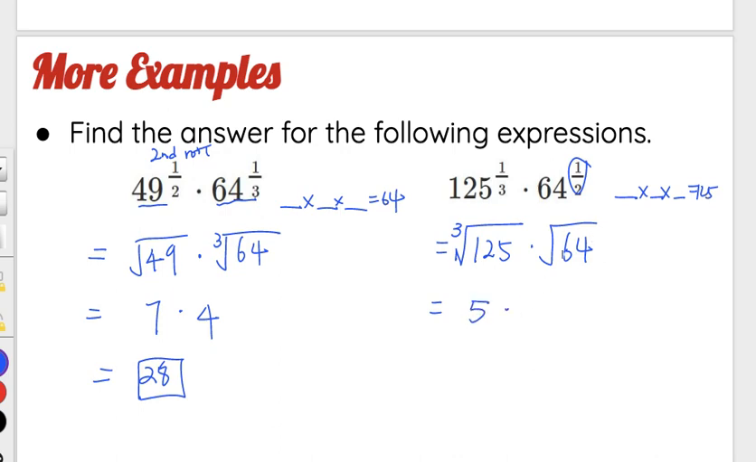And what's the square root of 64? The number multiplied 2 times to make 64 is 8, yes. So the rest we just do the regular multiplication. 5 times 8 is 40.